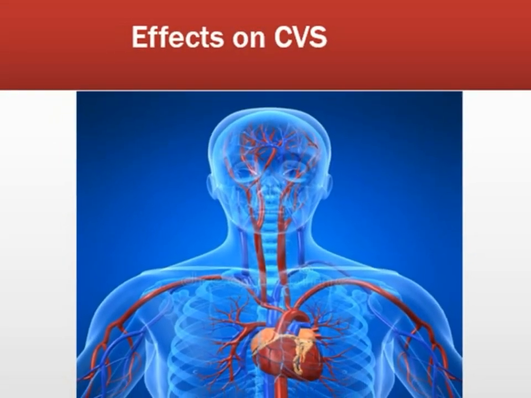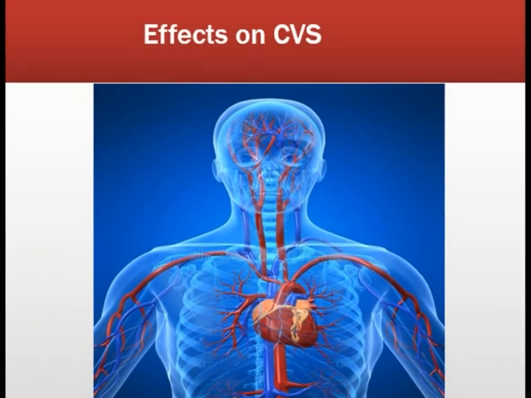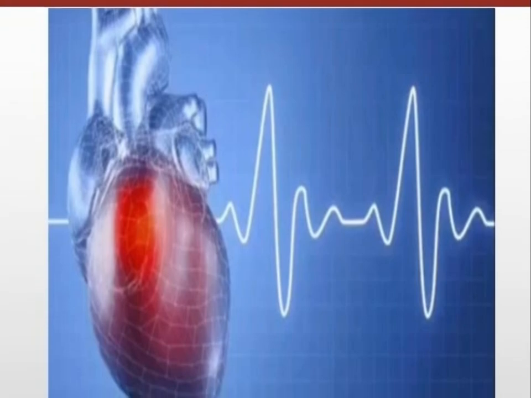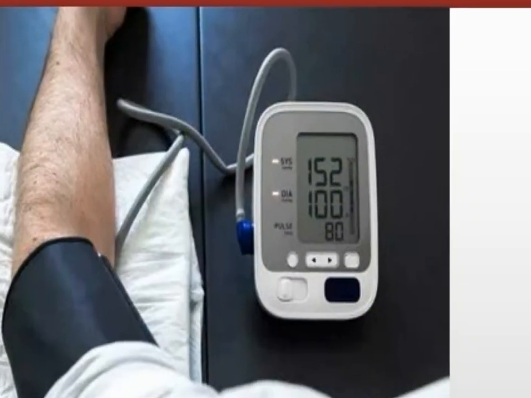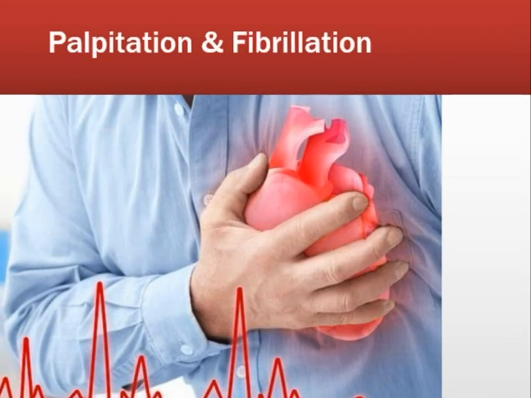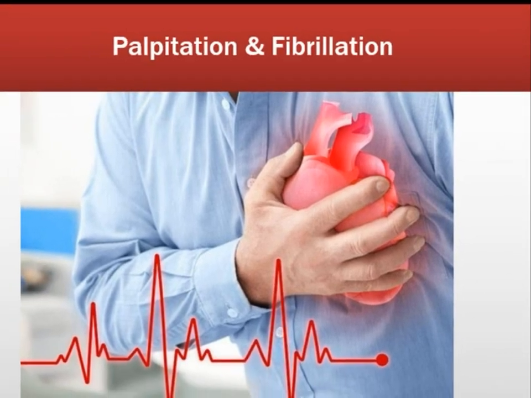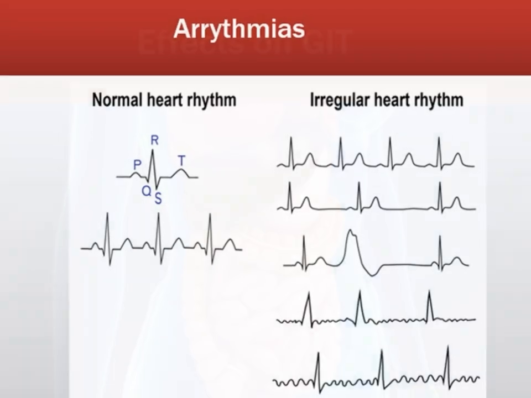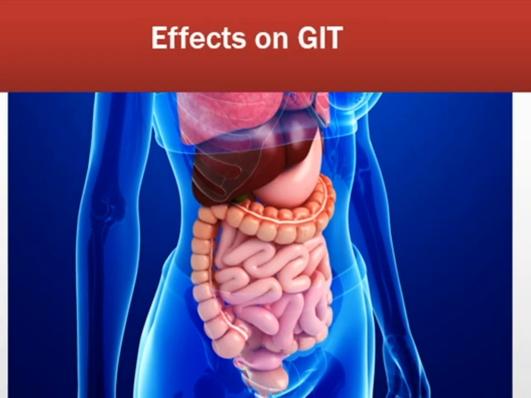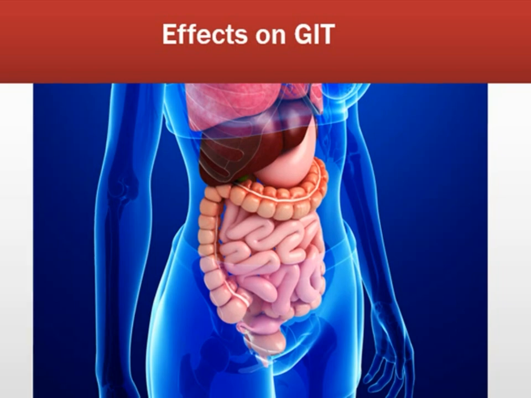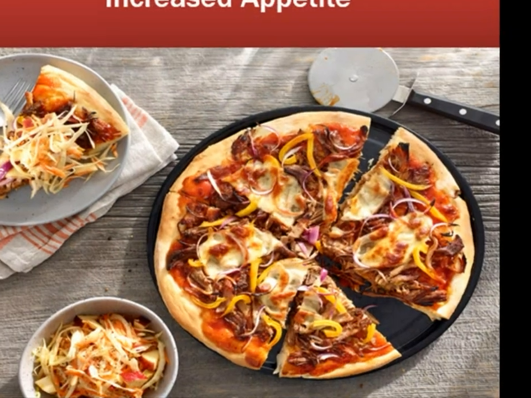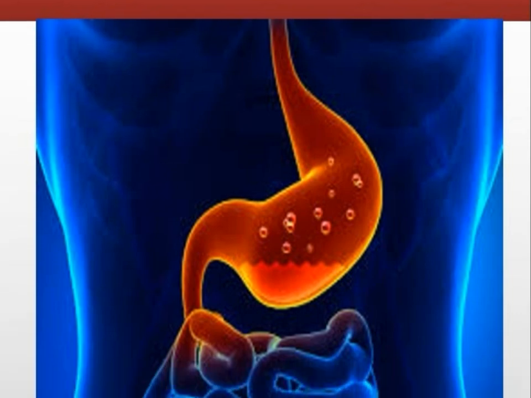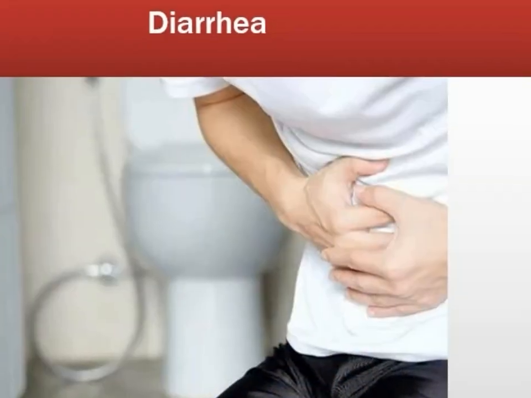Effects of Graves disease on cardiovascular system include tachycardia and increased cardiac output, hypertension, palpitation and fibrillation, and arrhythmias. The effects of Graves disease on gastrointestinal tract include increased appetite, increased gastrointestinal motility, and diarrhea.